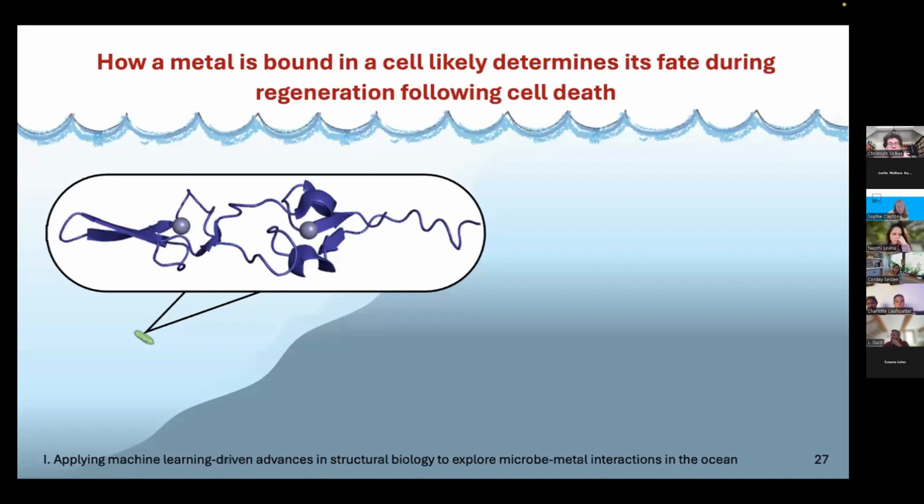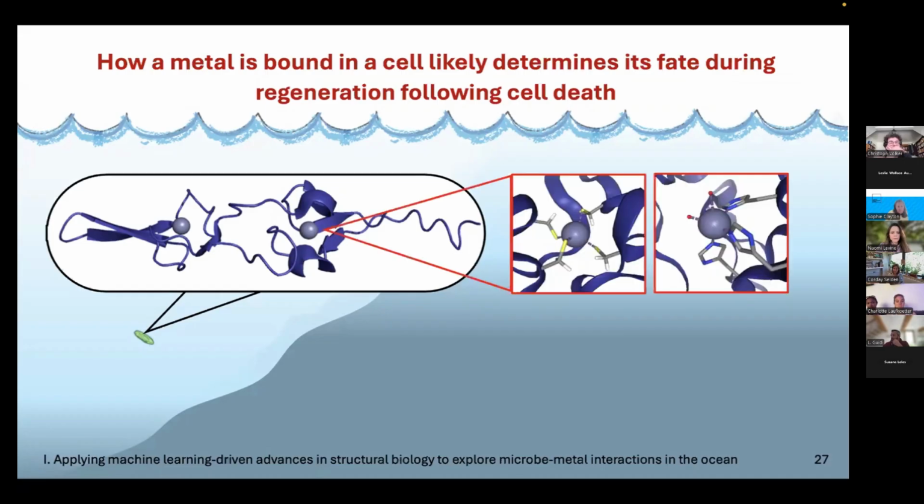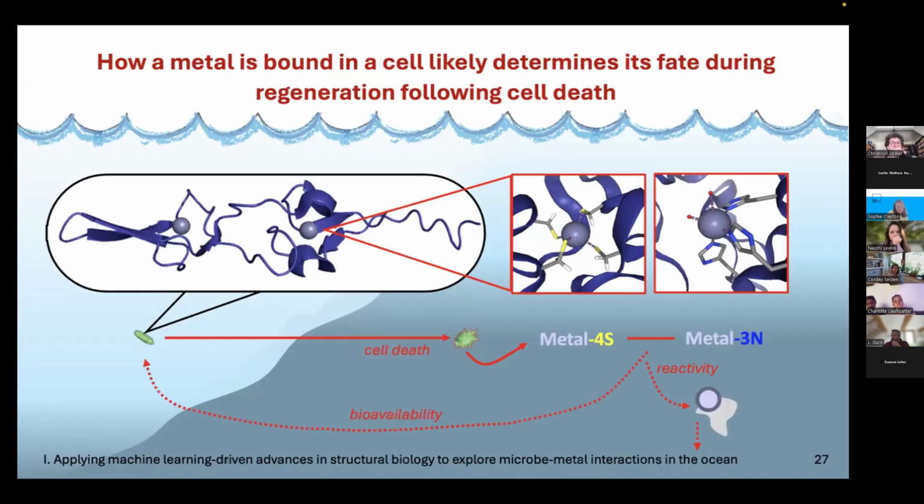Now, in addition to improving accuracy of the occurrence of metals in a protein, the structural approach provides greater information, right? Particularly how a metal is bound within a protein. How a metal is bound in a cell is important because whether it is held by stronger or weaker ligands likely determines its bioavailability and its reactivity during organic matter regeneration.